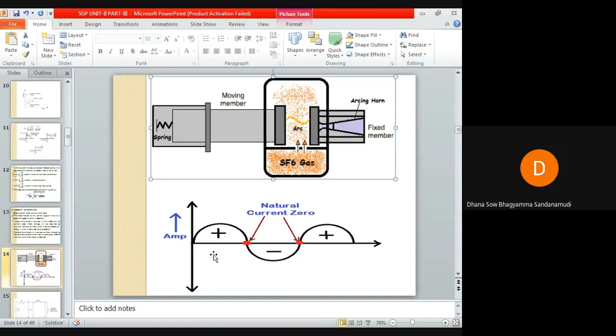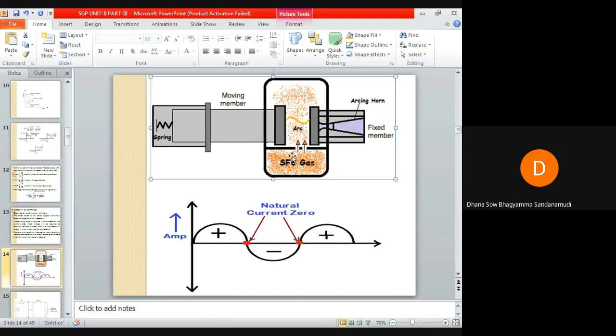So if the deionizing force is applied in the middle of the current loop instead of natural current zero, more voltage is required to maintain the arc current, and it will cause release of energy which is required to be disposed of. This is one of the drawbacks.